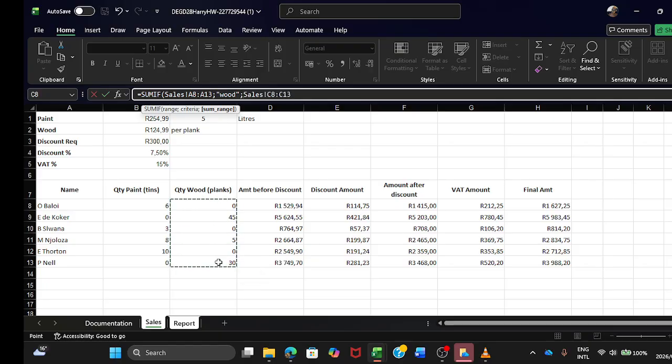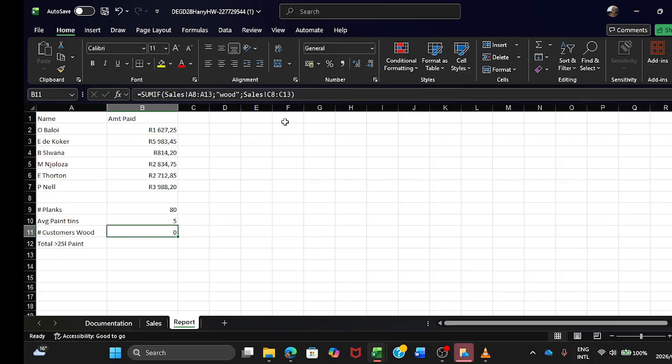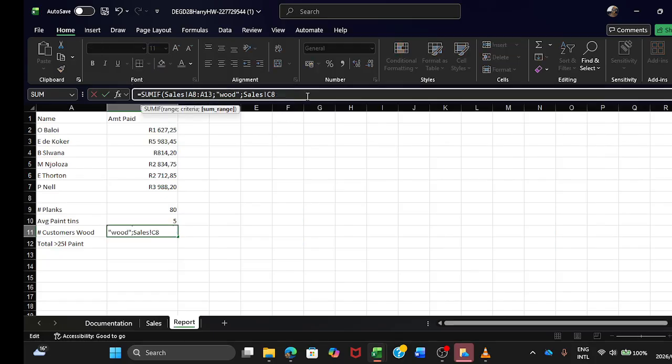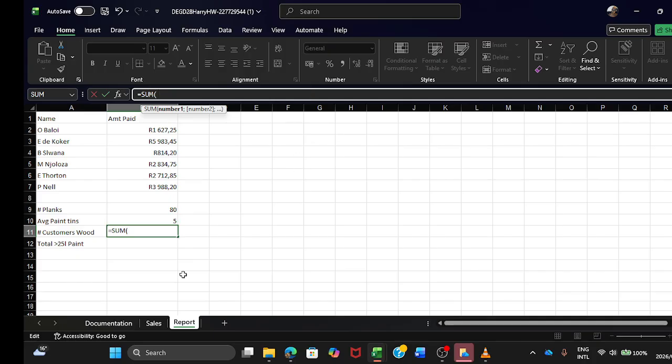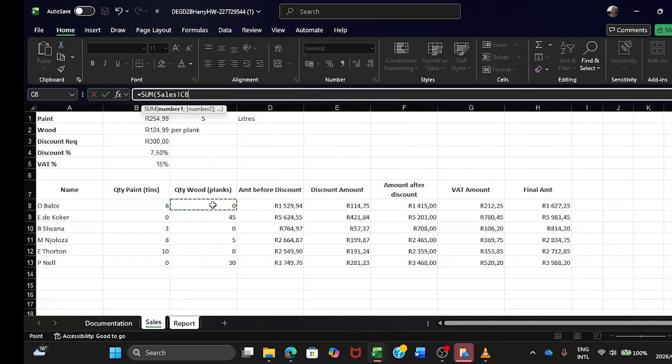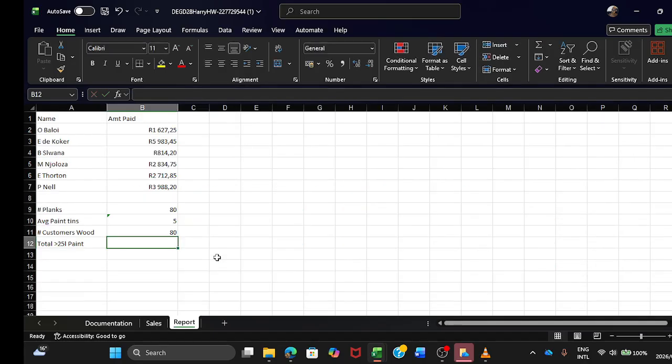No, it can't be this. So this is not the one. So I believe maybe the number of customers is just going to say the total, right? Okay, so let's try total. Let's try sum of wood, right? It can't be. Customer wood. Customer wood.